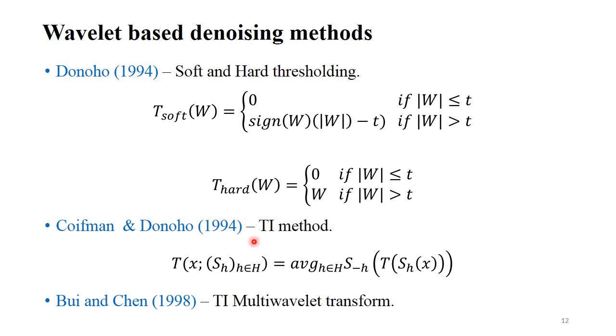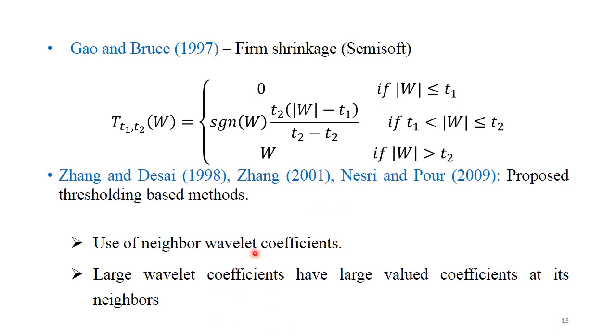Then the translation invariant method was extended to the translation invariant multi-wavelet transform. The multi-wavelet transform was used along with this translation invariant concept to obtain better results. Then firm shrinkage was introduced, which is also called semi-soft.